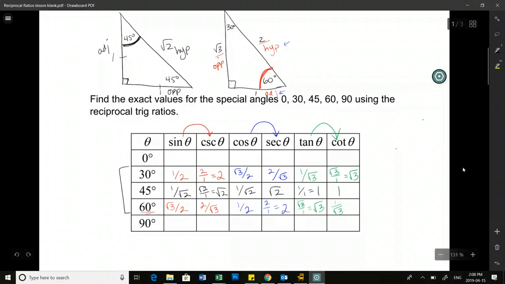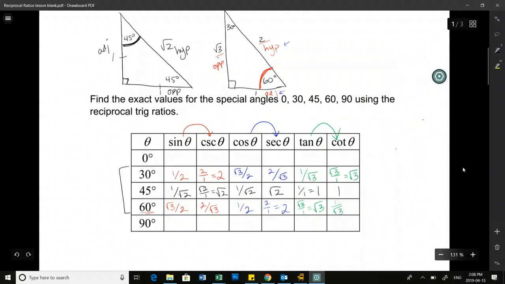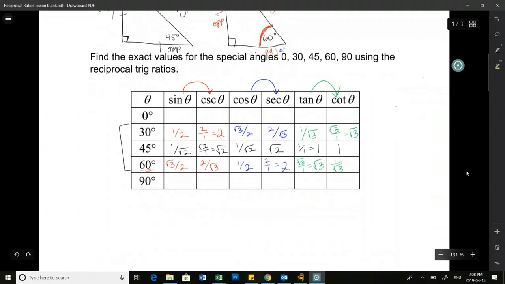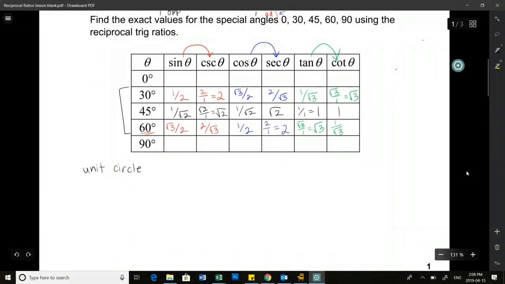Okay, for 0 and 90, I'm going to explain this a little bit more in depth in some future lessons. Actually, do I have it in a future lesson? I'll explain it now. For 0 and 90, we don't have to use our calculator. But we are going to use something called the unit circle. And the unit circle is just a circle with radius 1.